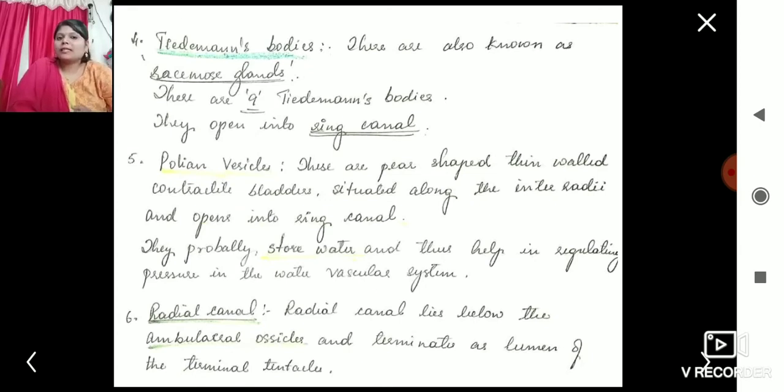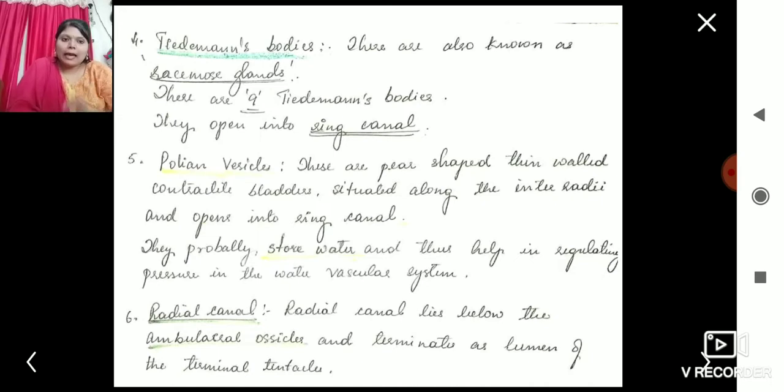Polian vesicles. Polian vesicles are not there in the diagram which I have labeled, because they are not visible in that particular diagram. They are behind. These are pear-shaped, thin-walled contractile bladders situated along the interradii and open into the ring canal. They are actually in between the radii of the disc. They probably store water and thus help in regulating pressure in the water vascular system. Okay, radial canal.